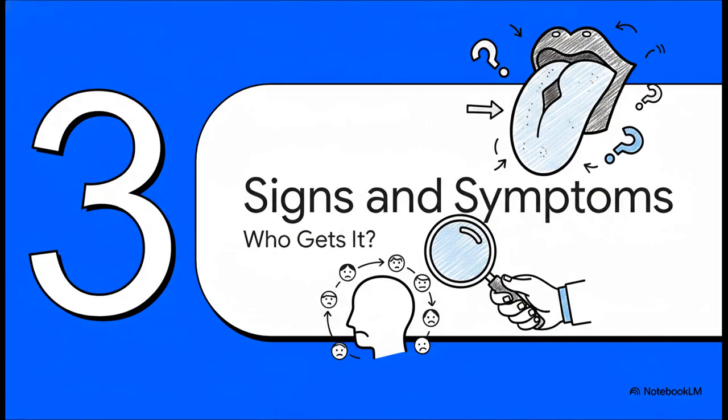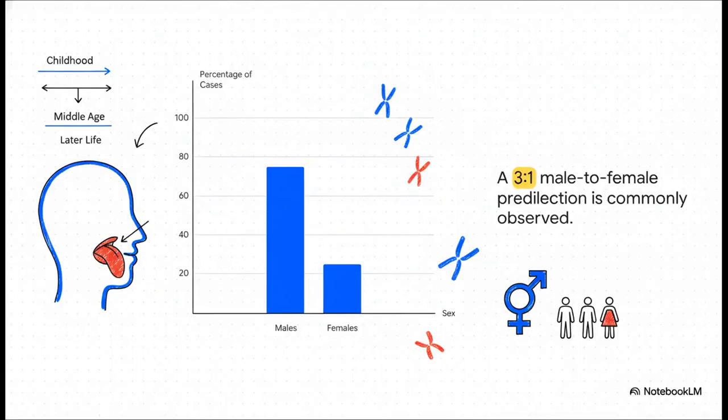Okay, so that's the why. Now for the who and the what. Who actually gets this, and what exactly are we looking for? You know, it's pretty interesting. There's a definite pattern here. It's way more common in men than in women. We're talking about a 3-to-1 ratio. And while it can be there from childhood, people usually don't notice it or get it diagnosed until they're adults.